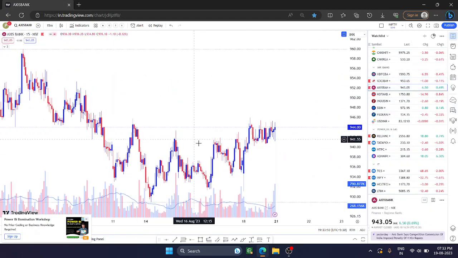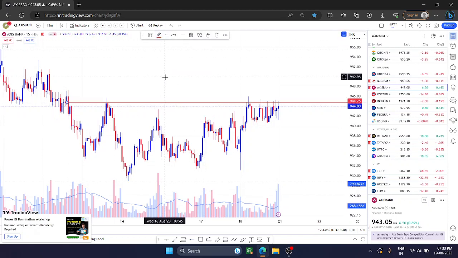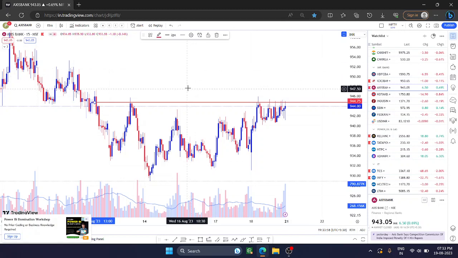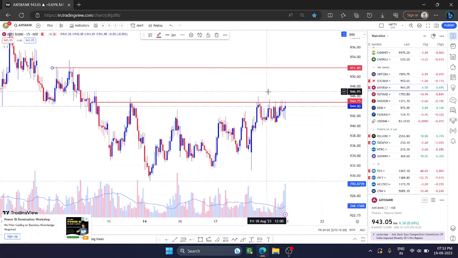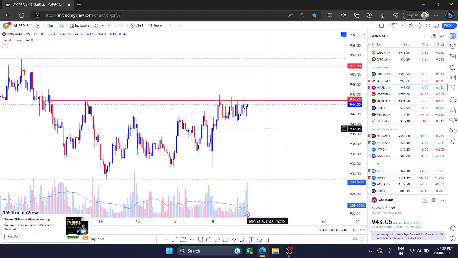Okay, and similarly Axis Bank, it is trading in this resistance area. If you see 944, this is the resistance area. If it breaks that level upside, then 951 will be our next target. I am not planning for selling. For selling we'll go for ICICI Bank, and for buying Axis Bank is looking good. So for buying we'll go for Axis Bank.